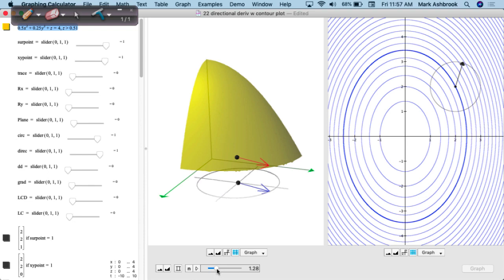So now we said of all these different directions we could go, we're interested in the maximum rate of change. And what do we find about that? Maximum rate of change is in which direction?